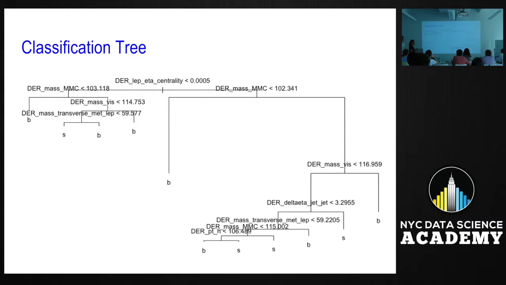Taking a look at the tree, we see that the derived lep eta centrality column is at the very top, meaning it's the most influential in predicting an accurate signal. The way you read this chart is you look at this variable, and if it's lower than 0.005, you move down to the left, and if it's greater, you move down to the right, and so on. That's why it's a very easy model to describe. It's not the best option for predictability, but descriptive is good.